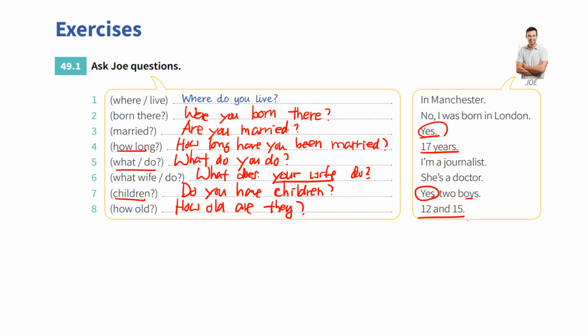Okay, let's read the questions and answers one more time. Where do you live? I live in Manchester. Were you born there? No, I was born in London. Are you married? Yes, I am married. How long have you been married? I have been married for 17 years. What do you do? I'm a journalist. What does your wife do? She's a doctor. Do you have children? Yes, I have two boys. How old are they? They are 12 and 15.